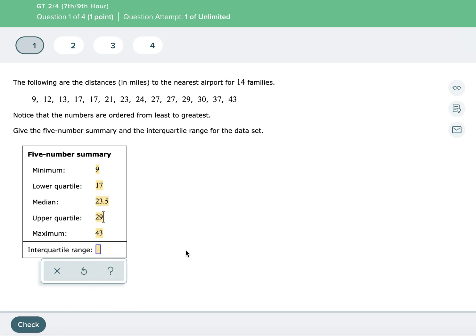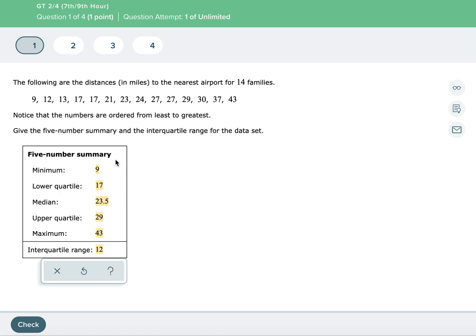And then the interquartile range is just a matter of thinking about what the word range means. The range of something means the spread or the difference between two things. So the difference between my upper quartile and my lower quartile, and that's why they call it interquartile. That's just going to be 29 minus 17. Take the larger number, subtract the smaller number from it, and that gives me 12. It means there's a span of 12 from the lower quartile to the upper quartile.